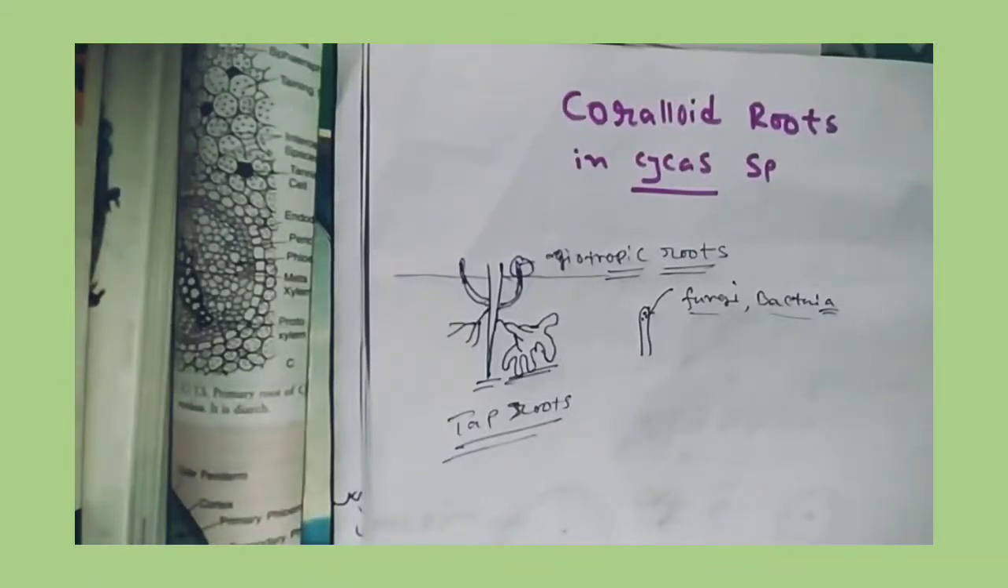Hello everybody. Today I am going to discuss an interesting topic of gymnosperm, which is known as coralloid root of Cycas sp. Cycas plant is a gymnosperm plant which lies in the division of Cycadopsida. The Cycas plant is also called a living fossil, because this plant originated in the long past, and some of the primitive characters can be seen in this plant.